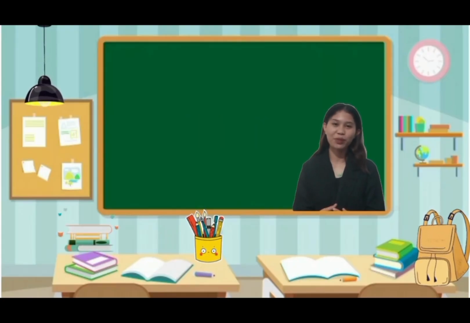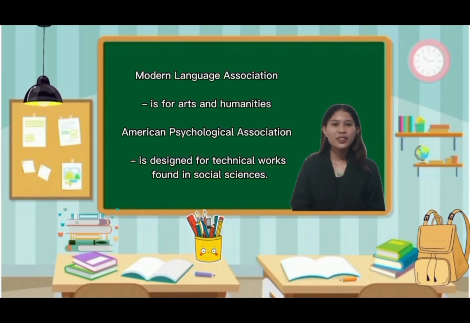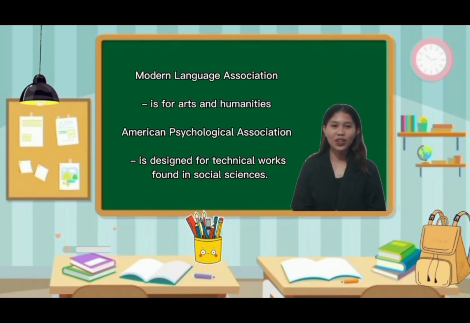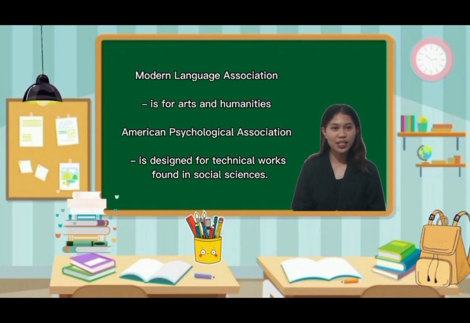Hello, my name is Wendelyn, and now in the continuation, we are in the characteristics of citation, MLA and APA style. MLA, or Modern Language Association, is for arts and humanities. It helps you to break down citing paintings, books, and other literature. APA, or American Psychological Association, is designed for technical works found in social sciences. This format makes citing journals and technical reports a breeze.